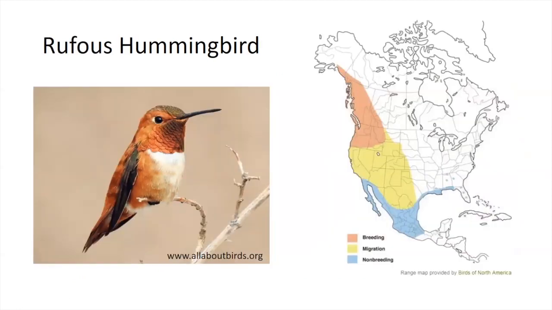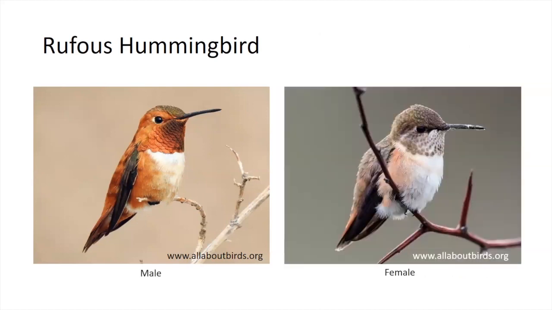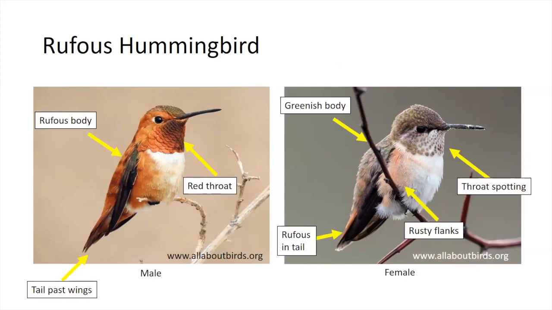So next is the Rufous Hummingbird, which overlaps in a large portion of its range with the Annas. The male and female are also dimorphic. Like the name implies, he has a rufous body and a red throat with his tail extending down past his wings, whereas she's a lot more plain looking. She has some rusty flanks, a greenish body, some throat spotting, and some rufous in her tail. So she's got a rufous tinge, but otherwise she's fairly similar to the Annas.